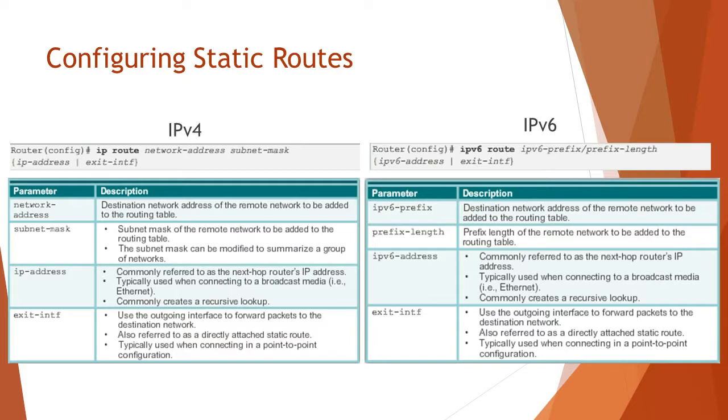It is typically used when connecting to a broadcast media, for example Ethernet, and it commonly creates a recursive lookup. The exit interface uses the outgoing interface to forward packets to the destination network. It is also referred to as a directly attached static route, and it is typically used when connecting in a point-to-point configuration.